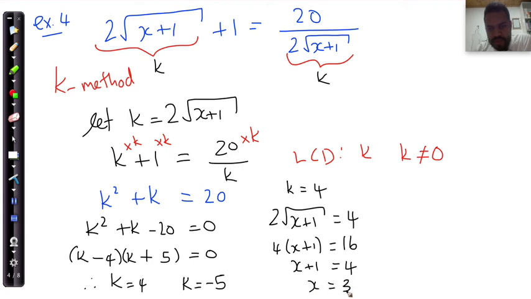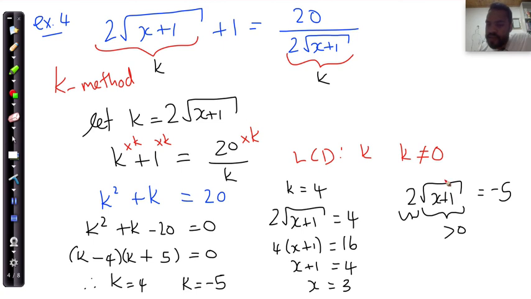On the other side, I've got 2 into root x plus 1 is equal to negative 5. This cannot be, because I've got a root. This thing is always greater than 0, and 2 is a positive number, and a positive multiplied by a positive can never be negative. So this here is invalid. Please just repeat that if you don't get it, just rewind, because a square root is always defined as a positive thing. The solution is not valid here.